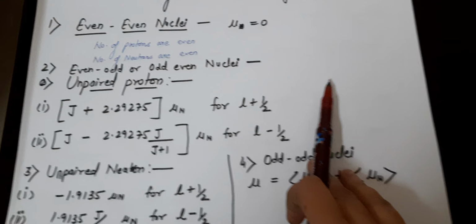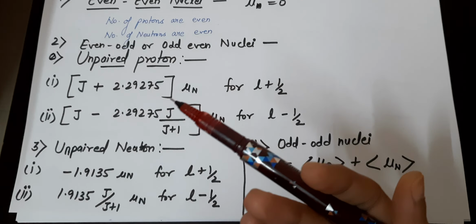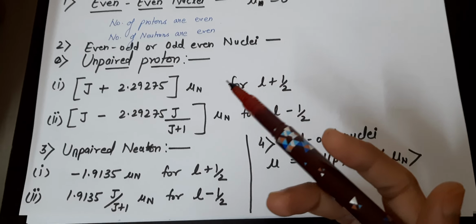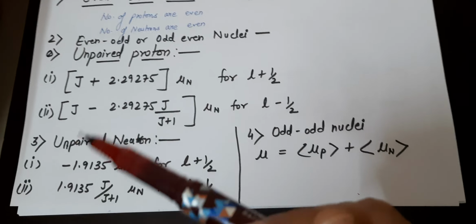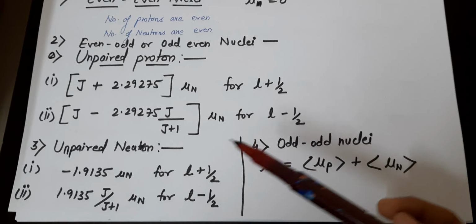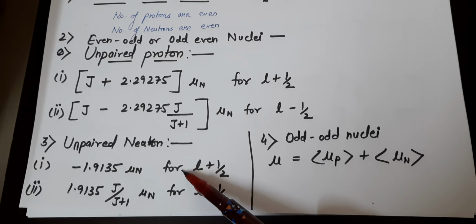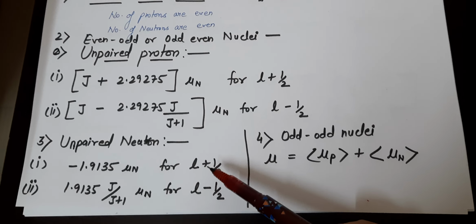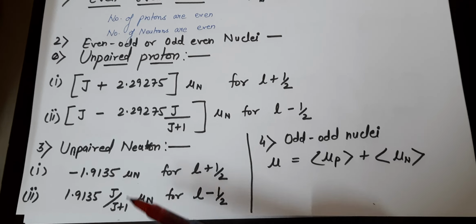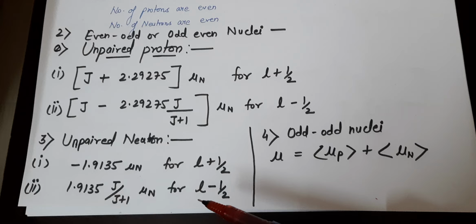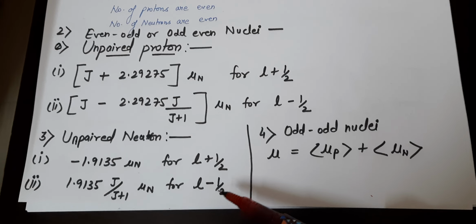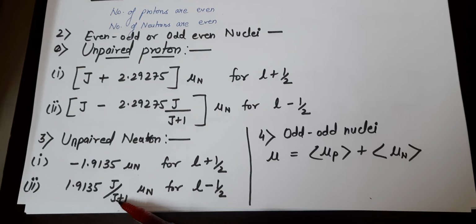Again, if we have an unpaired neutron but paired protons, means an odd number of neutrons but an even number of protons, then we can calculate the magnetic moment of the nucleus using these two formulas. If the J value satisfies L plus half, we calculate the magnetic moment using this formula. And if the J value satisfies the L minus half rule, we calculate it using this formula.